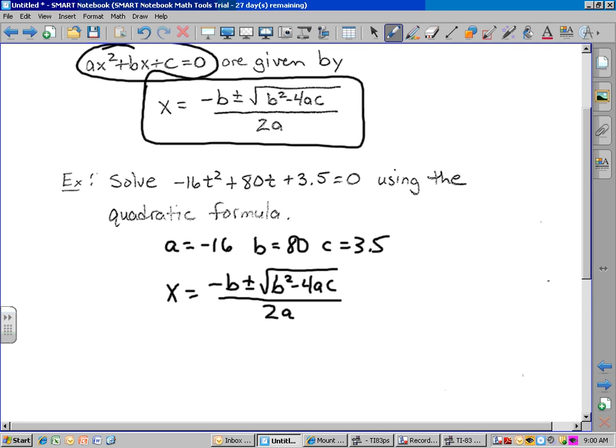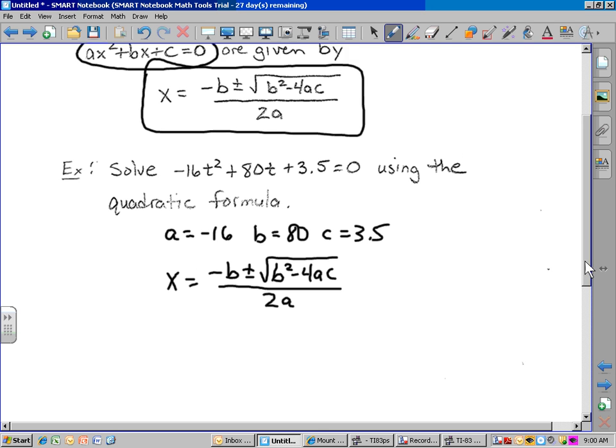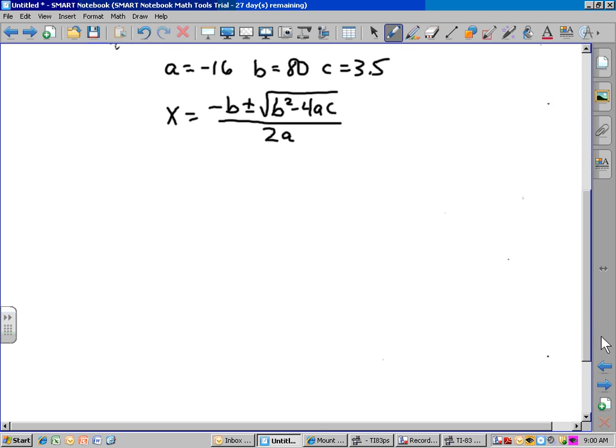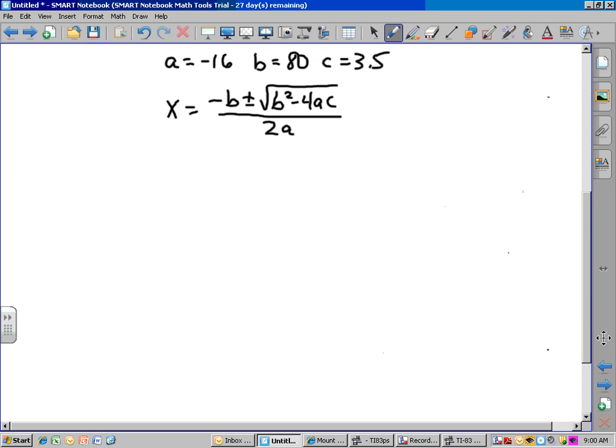An easy way to memorize things is to write it down over and over and over. Every time you solve using the quadratic formula, write down the formula. Okay, we have our A, B, C. We have our formula. Let's plug them in.